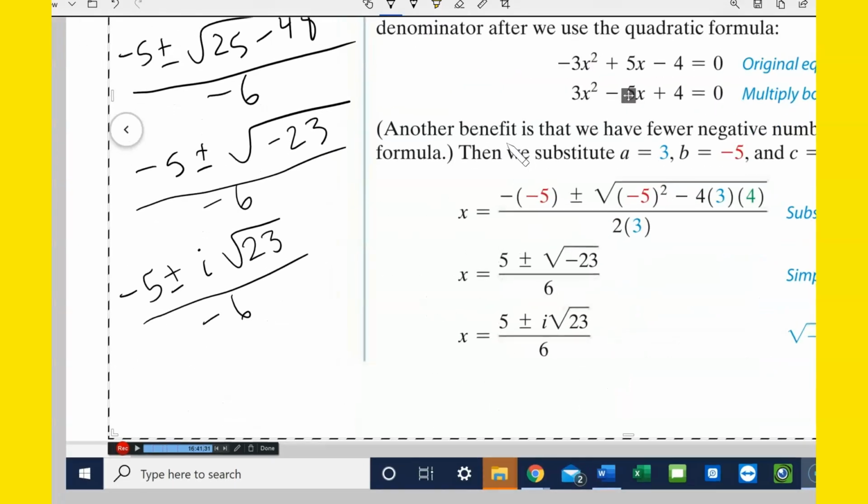Now, this is going to be aggravating. We would be finished, except on the bottom here we have a negative number. That's aggravating because it's kind of strange to have a plus or minus and then have a negative under it. There's another simplification we can make. And what we're going to do to make all that different is we're going to divide everything by negative 1.